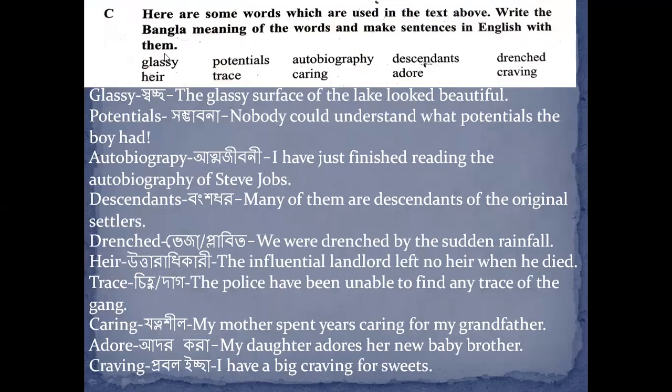Now, here comes section C. Here are some words which are used in the text above. Write the Bangla meaning of the words and make sentences in English with them. These are the words. We have got these words in our text that we just finished reading, and I have already mentioned the English meaning of these words. Now, according to the directions, I have prepared the Bengali meaning of these words, and I have made a sentence with each of the words.